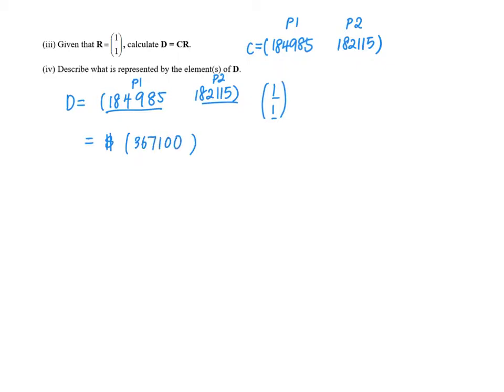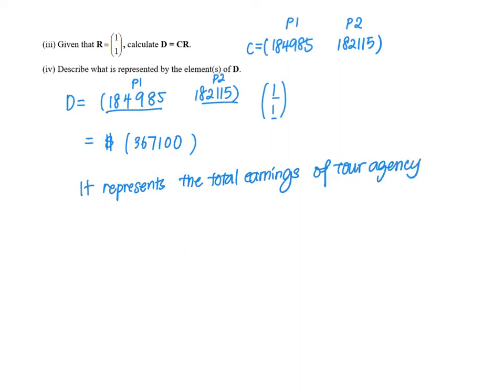Describe what is represented by the elements of D. It represents the total earnings of the tour agency in the whole year. Because period 1 is from January to June and period 2 is from July to December. So this is what it represents. Have you gotten the answer?